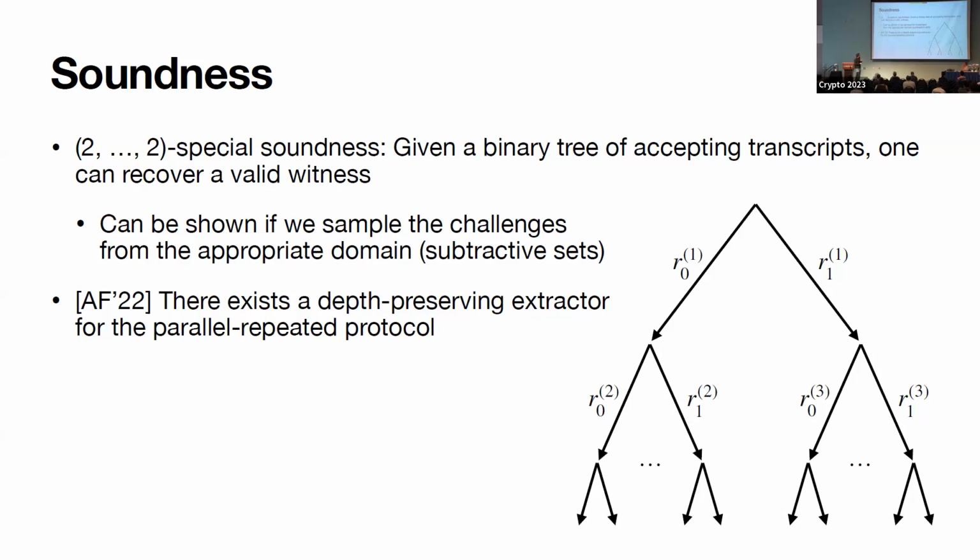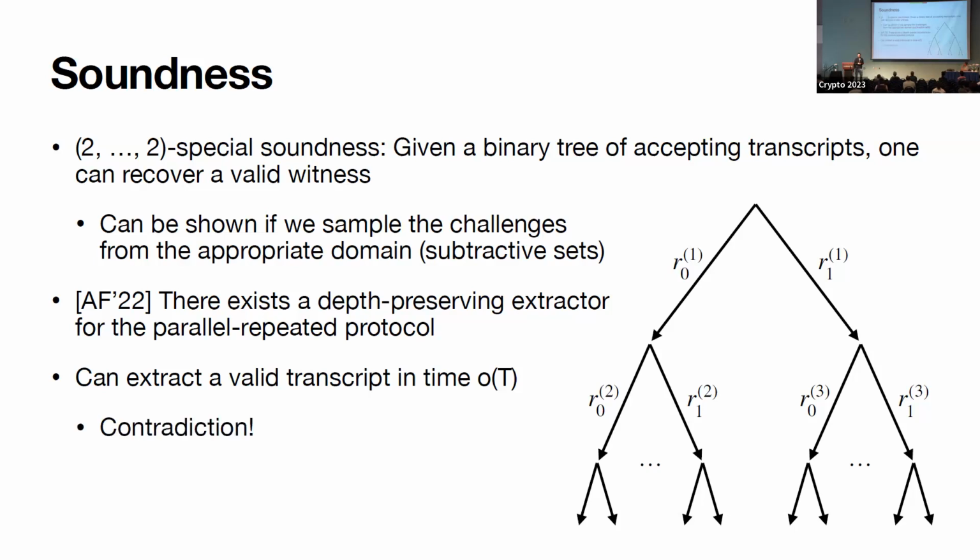Now, this is somewhat interesting because the authors there did not care at all about this property, but it somehow emerges for free from their analysis. So yeah, good for us. Anyway, if we have such an extractor, it means that we can extract a valid transcript in time sublinear in T, and this is just a contradiction to the sequentiality assumption that we postulated before.